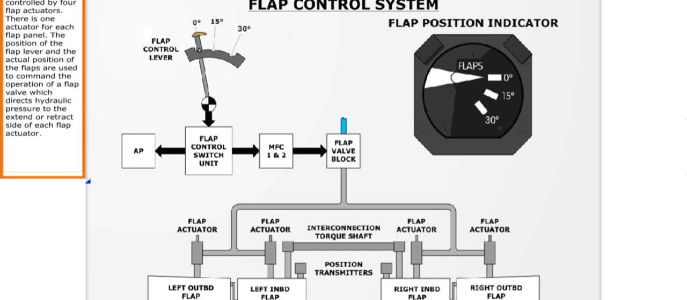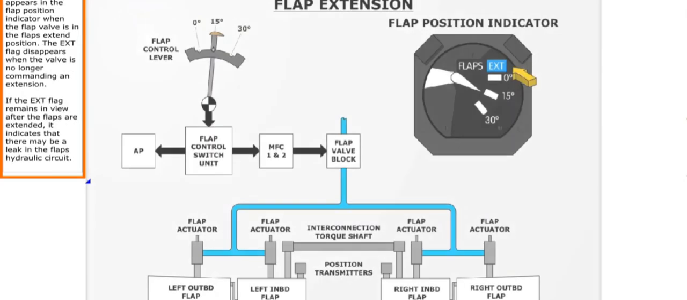The position of the flap lever and the actual position of the flaps are used to command the operation of a flap valve, which directs hydraulic pressure to the extend or retract side of each flap actuator. A blue extend flag appears in the flap position indicator when the flap valve is in the flap's extend position. The extend flag disappears when the valve is no longer commanding an extension. If the extend flag remains in view after the flaps are extended, it indicates that there may be a leak in the flap's hydraulic circuit.